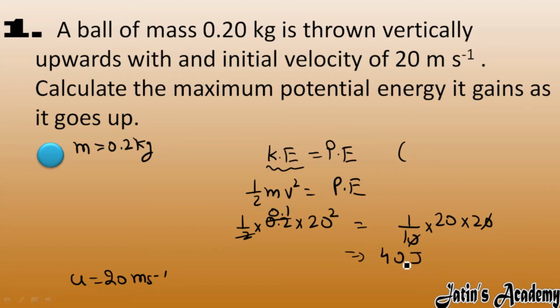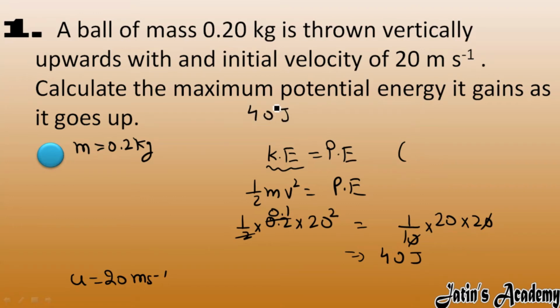It means that the kinetic energy at this point is 40 joule, which is completely converted into potential energy at this point. This is also again 40 joule. So if I am talking about potential energy gain, this answer is 40 joule.